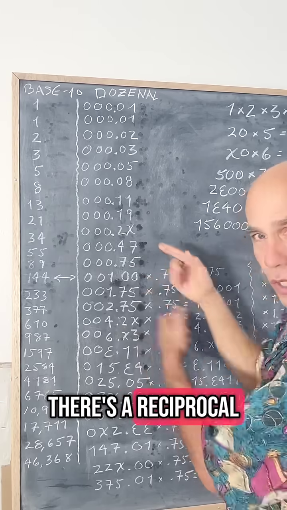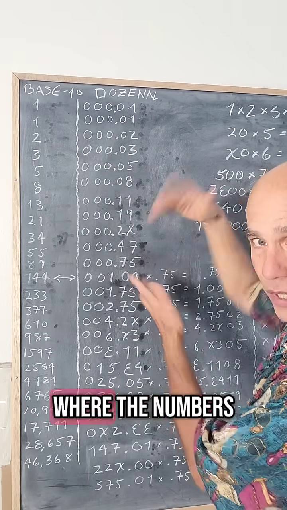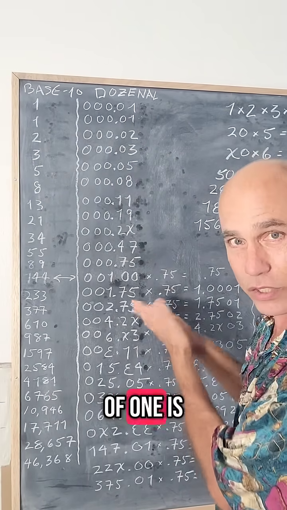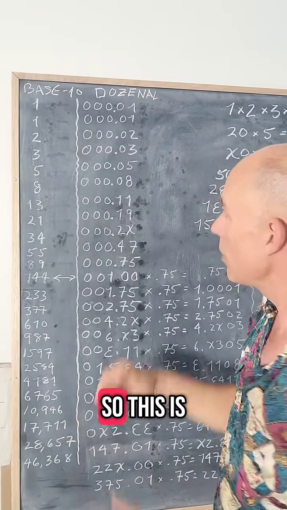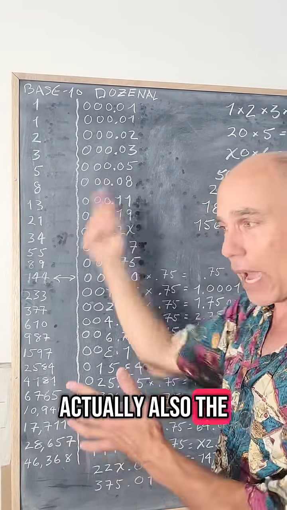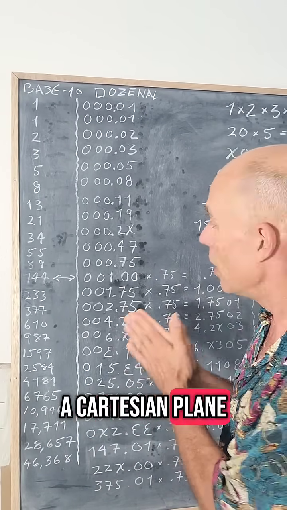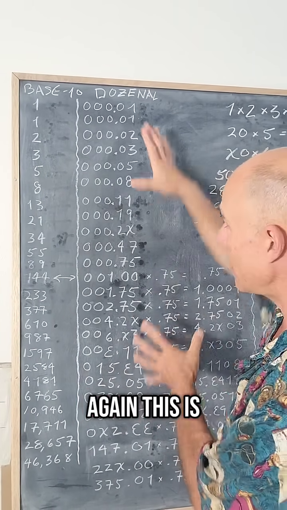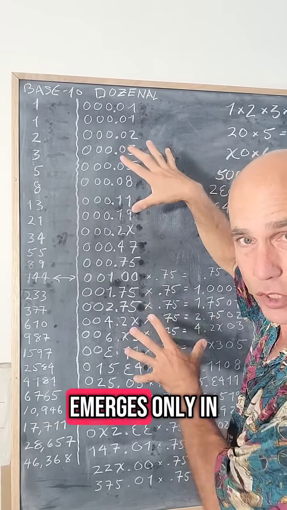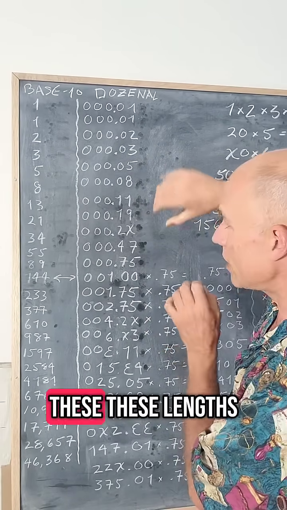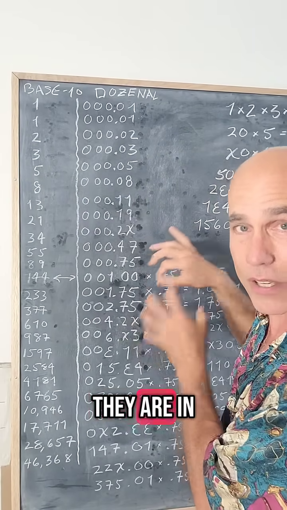So there's a reciprocal balance here where the numbers are adding up to the length of 1 throughout this pattern. So this is actually also the pattern for a spiral when you plot it on a Cartesian plane. So we'll just keep that in mind. Again, this pattern emerges only in base 12. These lengths are different than they are in base 10.